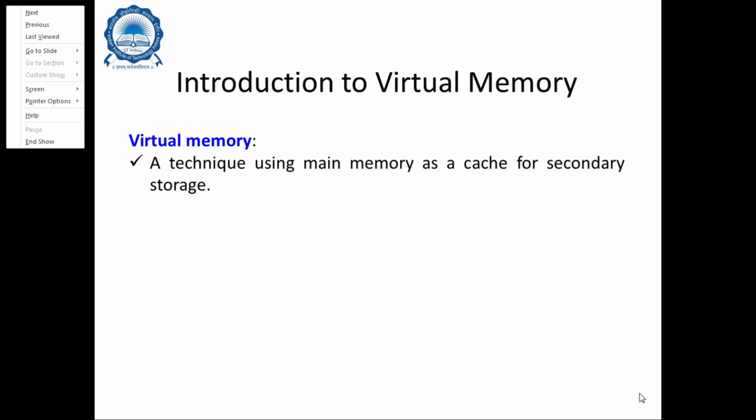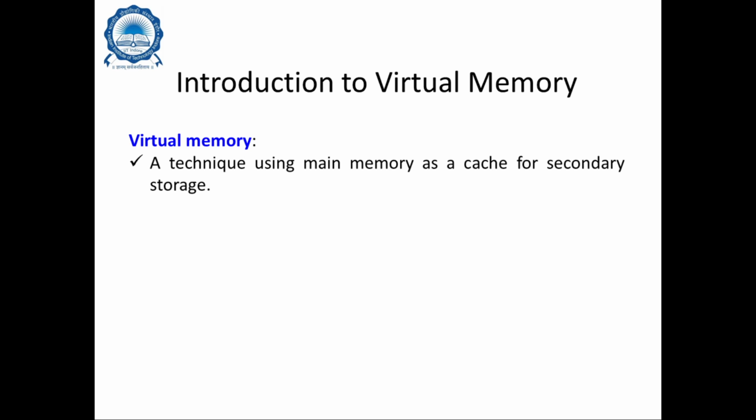So what is virtual memory? Virtual memory is a technique of using main memory as a cache for the secondary storage. You have the cache on one hand, which is a smaller amount of faster memory compared to the RAM. In this case, virtual memory is a technique where the main memory is used as a cache for the secondary storage. So the RAM is in fact acting as a kind of virtual cache for the secondary storage.